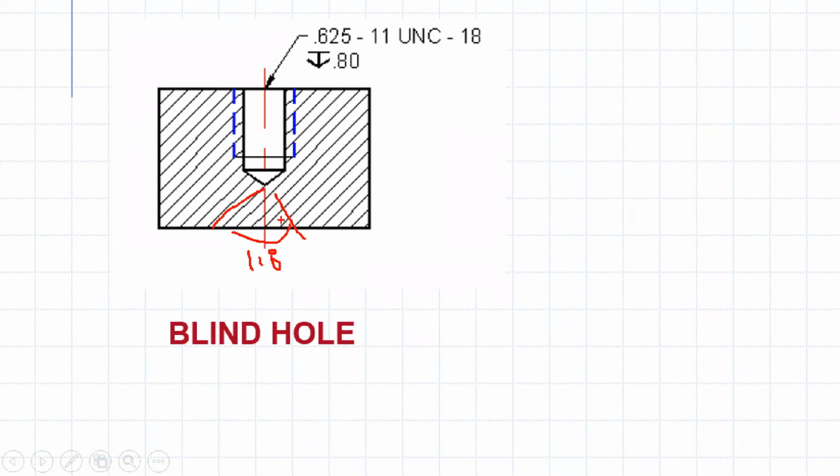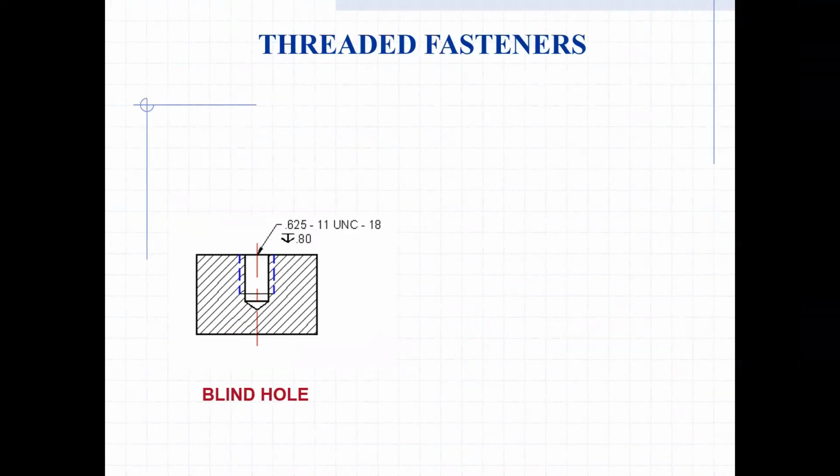Okay, so that's how you know what that angle is. If you're using Inventor, and you put this blind threaded hole in there, it'll put the drill point and everything in there for you. If you're using AutoCAD, you've got to draw this stuff manually. That's okay.